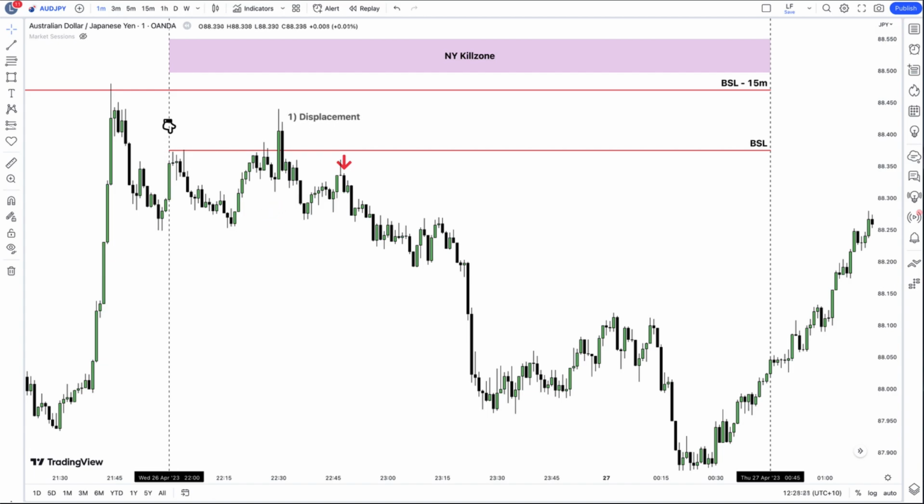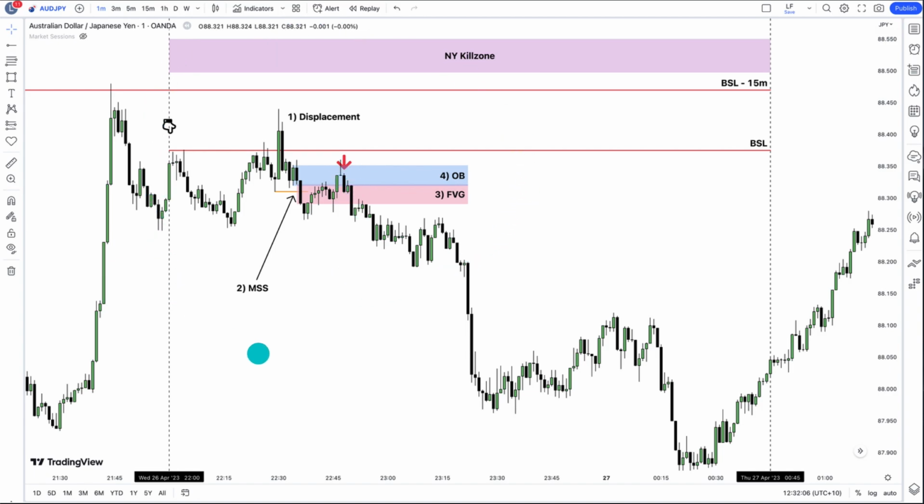So, displacement that has happened. Market structure shift: price moved up, down, went up again, came down aggressively, breaking this previous low here. We've got a fair value gap. We've got an order block. So this is why I took my trade.